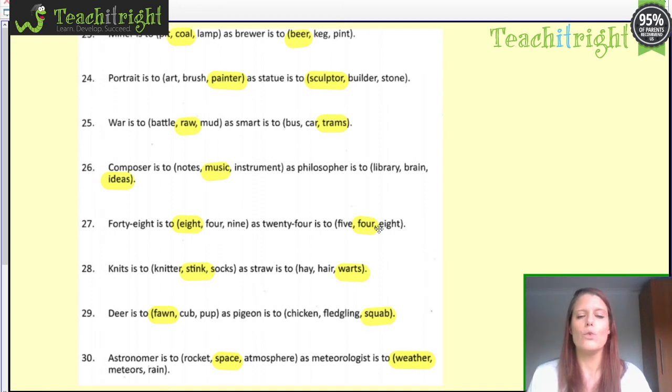Deer is to fawn, as pigeon is to squab. The baby versus the adult animals. And astronomer is to space, as meteorologist is to weather. So in these professions, an astronomer is all about space, and a meteorologist studies the weather.